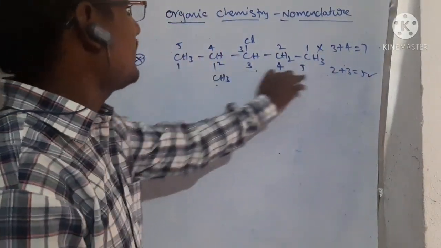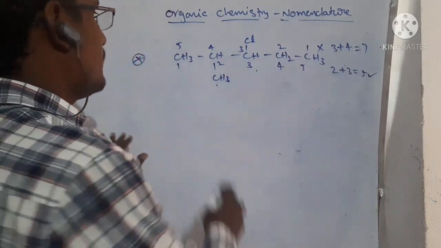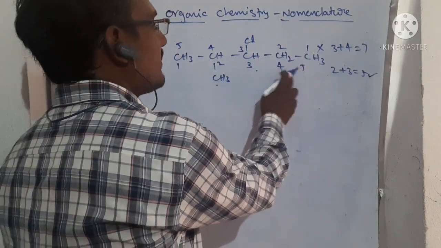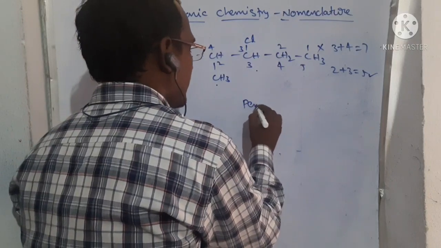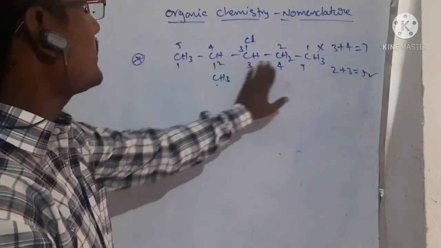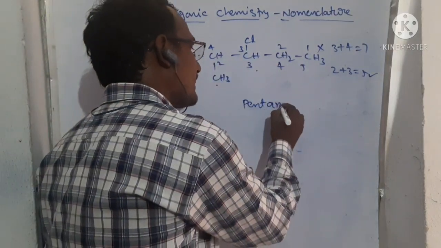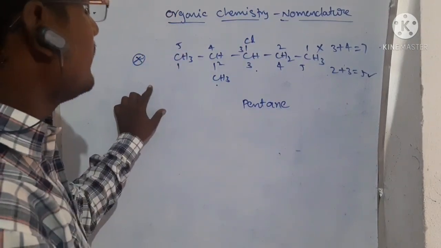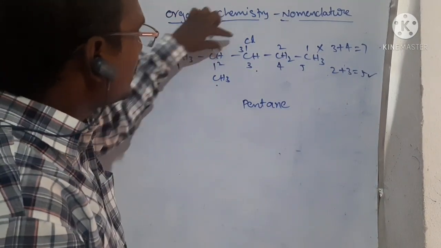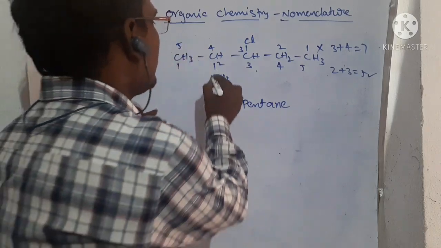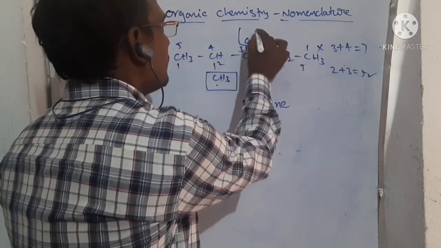So always you should count from here to here. How many carbon atoms are there? 5 carbon atoms, so it is pent. All are single bonds, so it should be used as -ane. Right? Then see that 2 different groups are there. Here the methyl group is there. Here the chlorine group is there.